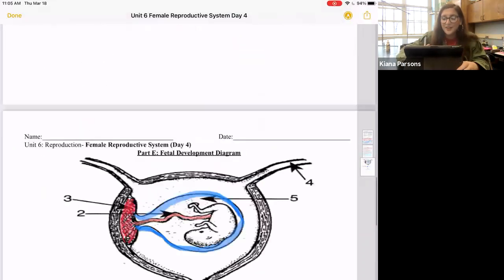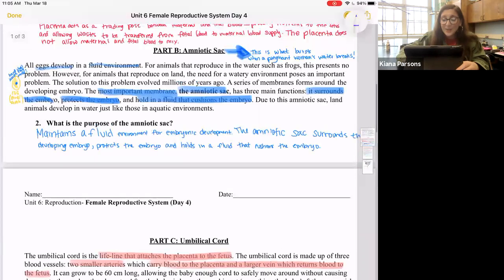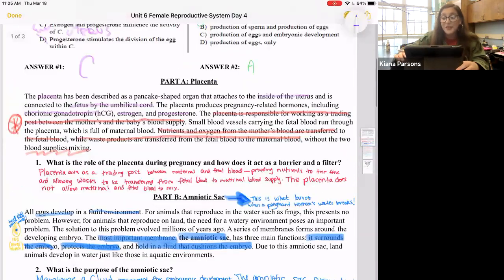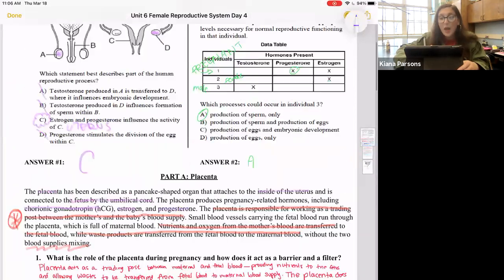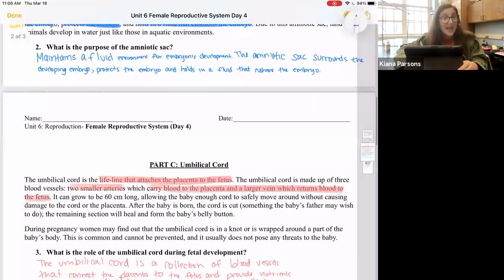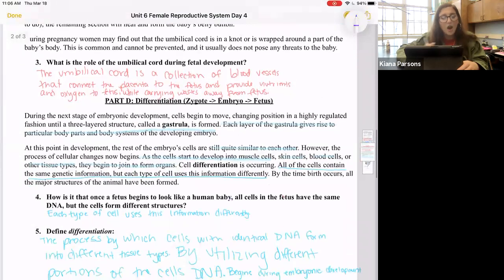Please go ahead and complete your exit ticket. Today's aim was what adaptations in the female reproductive system allow for fetal development. And we talked about placenta, amniotic sacs, umbilical cords, and the all-important process of cell differentiation.